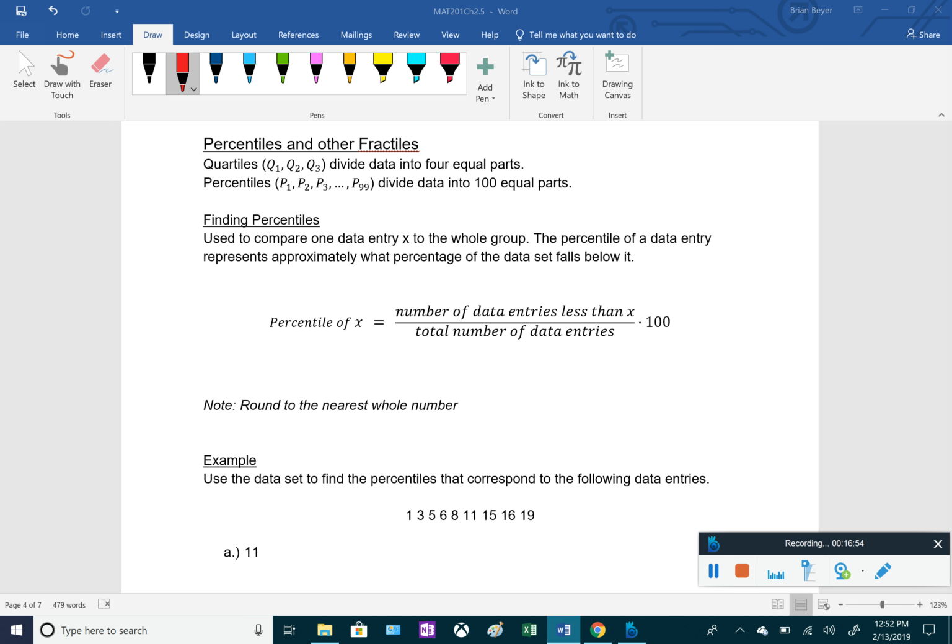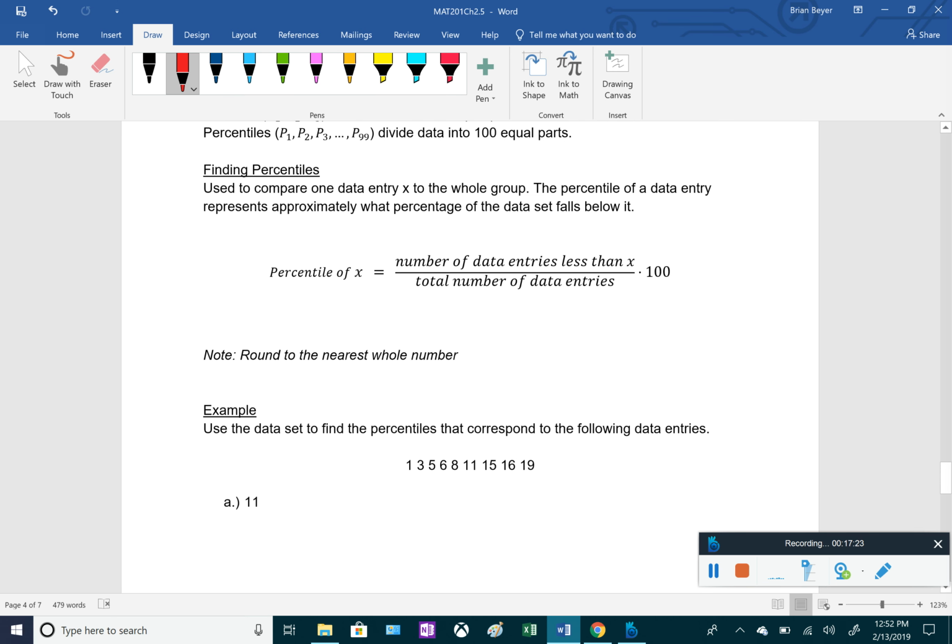So kind of just like I mentioned, the percentile of a data entry represents approximately the percentage of data that falls below it. So the little formula for this is going to be the percentile of a data entry X is going to be the number of data entries less than X. We just have to count how many are less than X, divided by the total number of data entries, and then we have to multiply it by 100 to get a percent. Okay, and then I put a little note, we have to round to the nearest whole number.